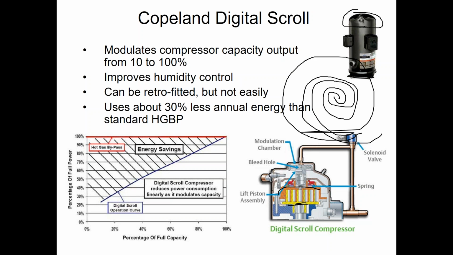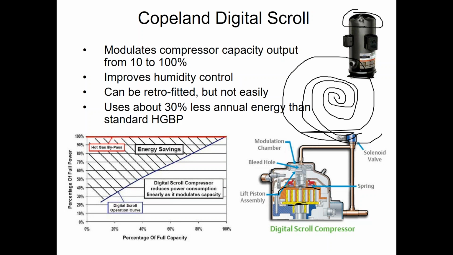But what happens in a digital scroll is, if you can envision this orange part I'm showing down here on the bottom, it physically lifts up out of the yellow part. It's still spinning, but it's no longer connected with the other one. So it's no longer compressing refrigerant, and the refrigerant is just essentially bypassing it. So the way the staging works on that is, if it keeps them together, that compressor is fully on. And then it can separate them.